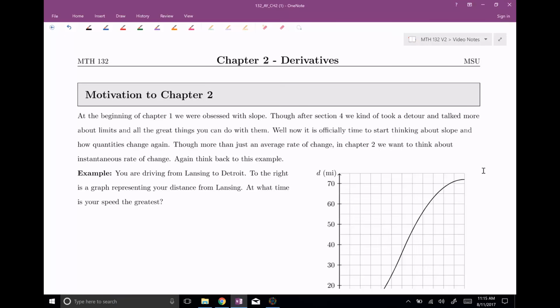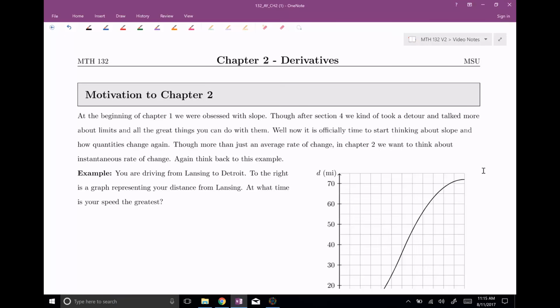But then we got interested. The claim was we didn't have enough information to talk about instantaneous rates of change. How is something changing at a particular instant? We needed more information about limits. And so in chapter 1, we took this huge detour about limits, trying to figure out, more precisely, how can we talk about when 2 points are very, very close to one another? And this is the idea behind limits.